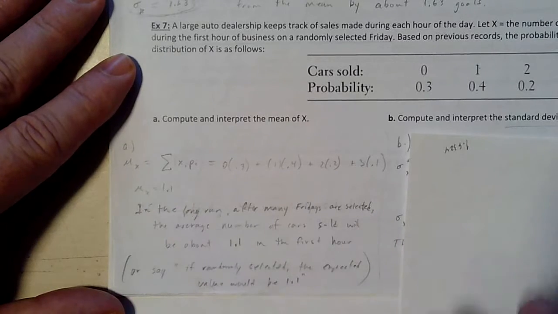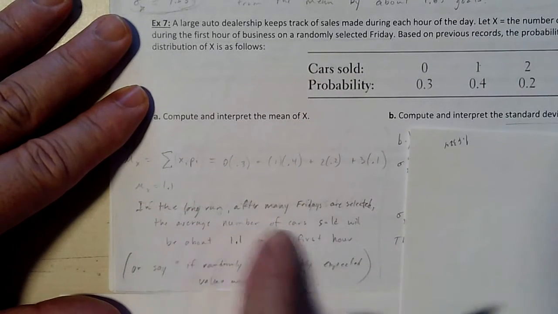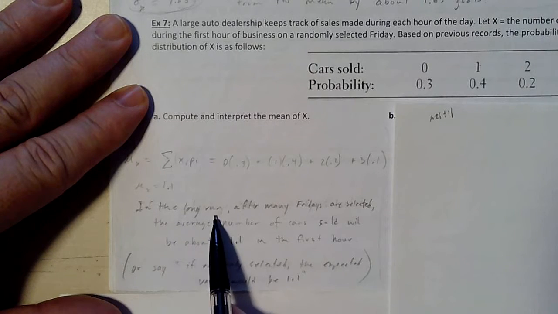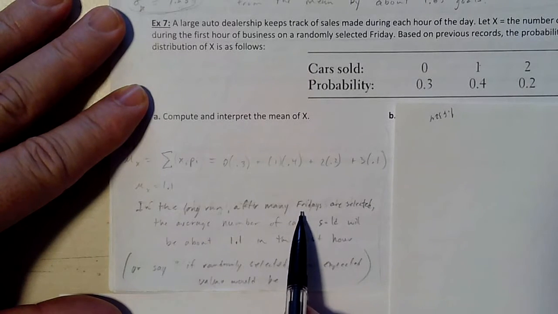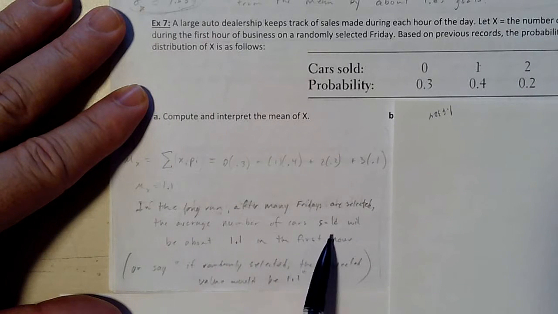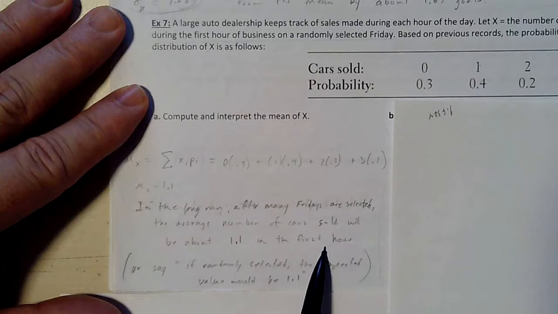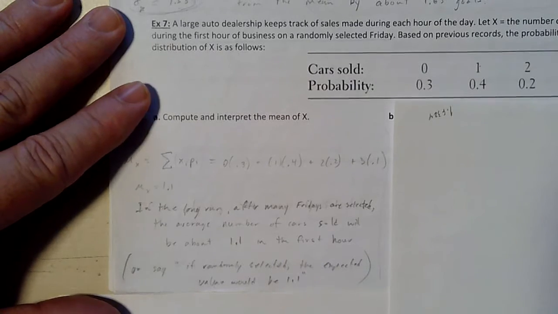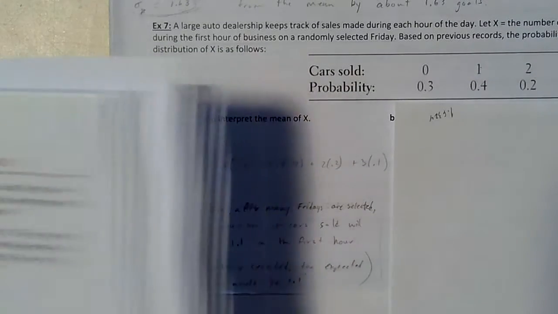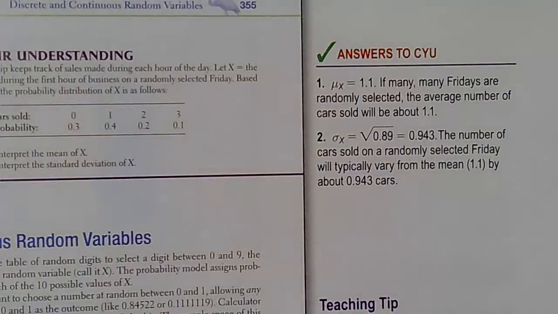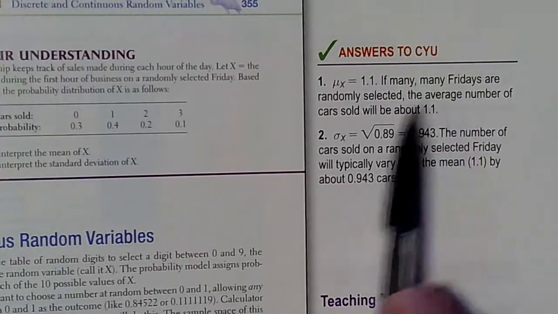All right, and then usually the authors want you to use some type of long run interpretation. So you can say in the long run, or after selecting many Fridays, we'd expect the average number of cars sold to be about 1.1, and this is only for the first hour. It's not all day, right? It's not all hours, just the first hour. Okay, so you can see how this was actually a check your understanding of the book. You can see how they did the same thing. Okay, many Fridays are selected.